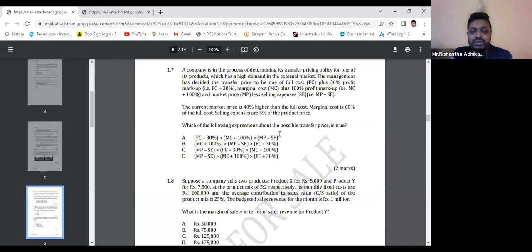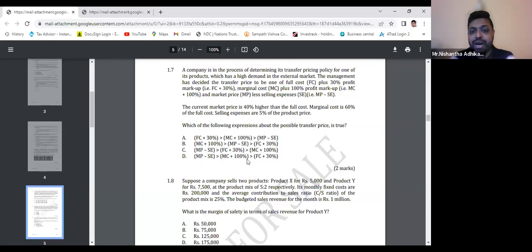If you look at this combination, you have to determine the best minimum price you need to charge from the internal division as the transfer price. Definitely it is market price minus 5% on the product price, right? Therefore, it should be the starting point. Therefore, market price minus selling expenses should be greater than what? Full cost plus 30%, no, marginal cost plus 100%.